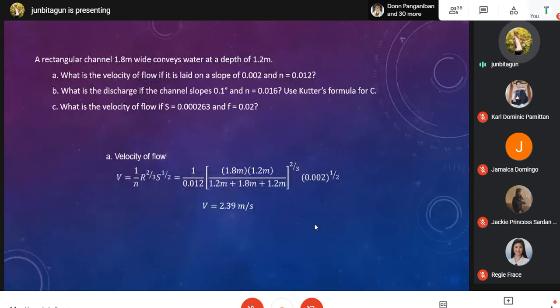So, examples tayo. Ayan naman, rectangular channel, 1.8 meters wide. So, yan yung B niya. Tapos, conveys water at depth of 1.2. So, what's the velocity of the flow kapag ang slope mo ay 0.002, tapos yung N mo ay 0.012. So, yung N, guys, yan yung Manning's, no?